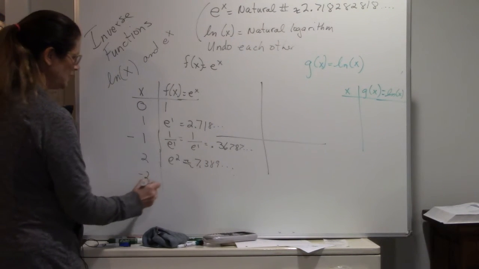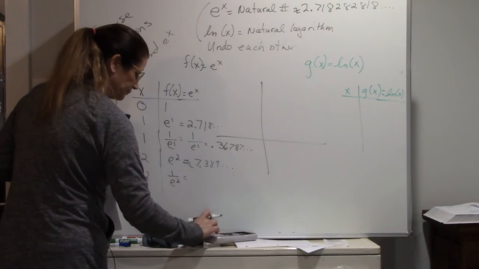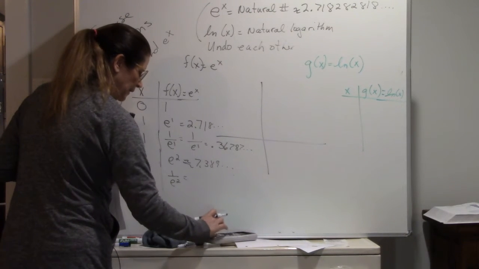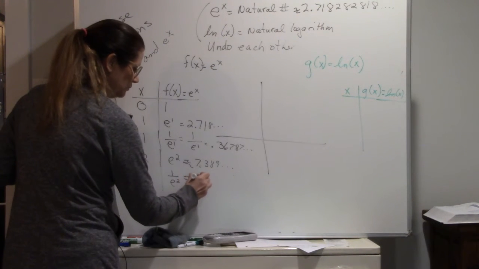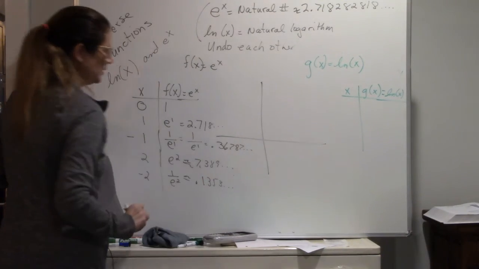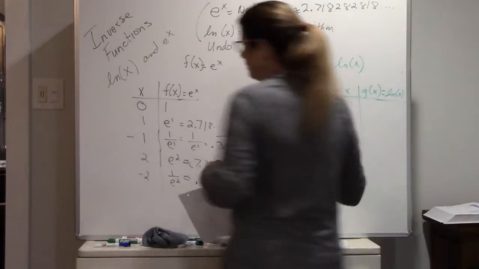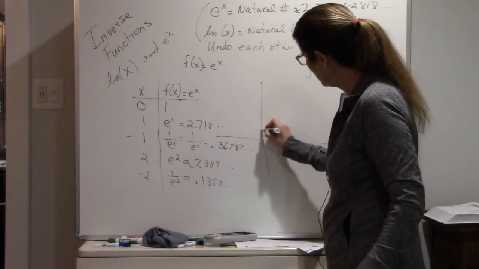And then if I use negative 2, that's 1 over e to the second power. So 1 divided by e raised to the second power is about 0.135335, and it keeps on going. Okay, so let me graph this. So when x is 0, my y is 1.